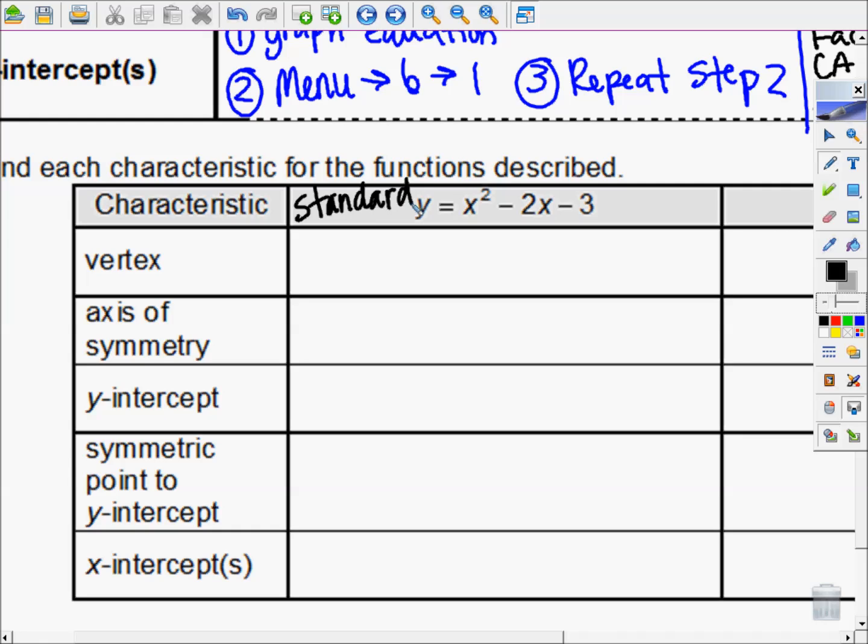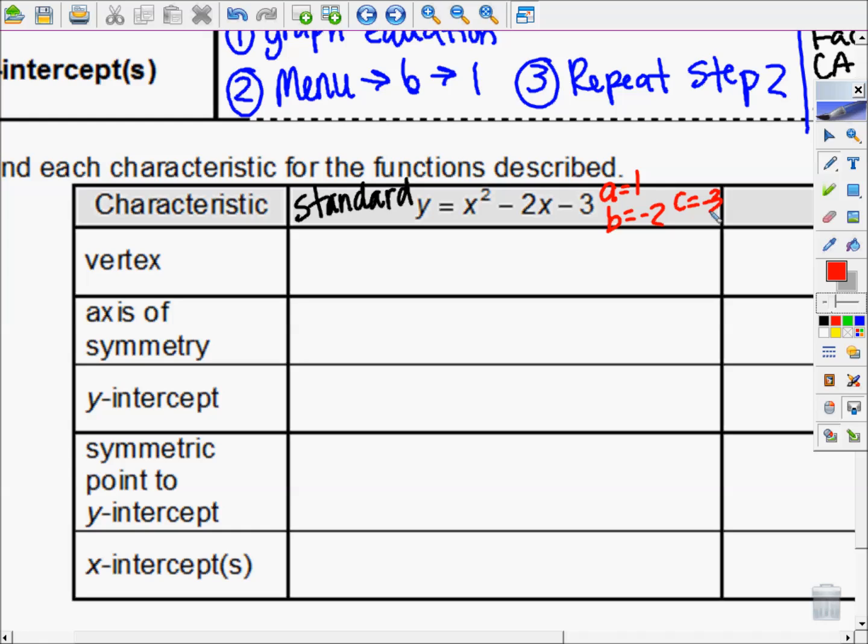It's in standard form. I have my ax squared plus my bx plus my c. So the first thing you should do, just to make sure you understand what each variable is, is identify what you have. What is a in this problem? A is the coefficient, it's a number. 1. What is b? -2. And what is c? -3. All right, so I've identified all of my coefficients. A is 1, B is -2, and C is -3.